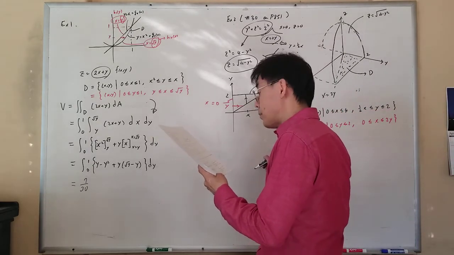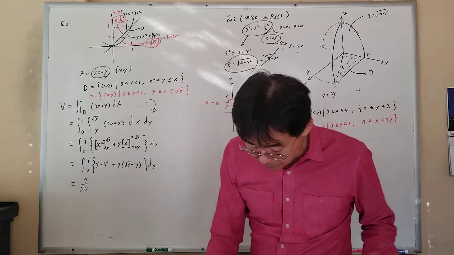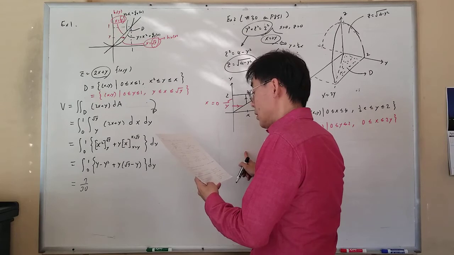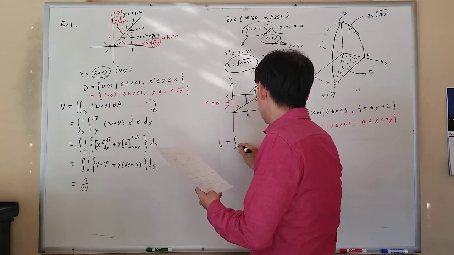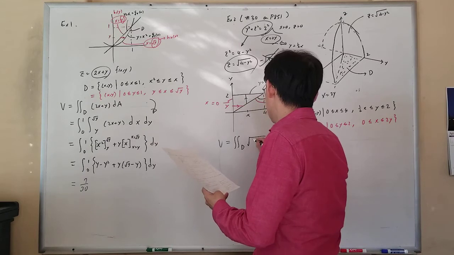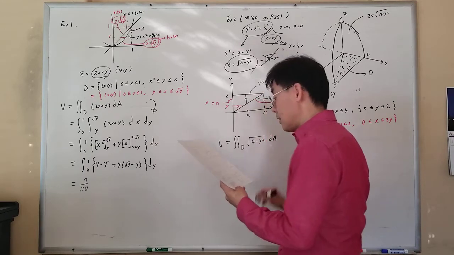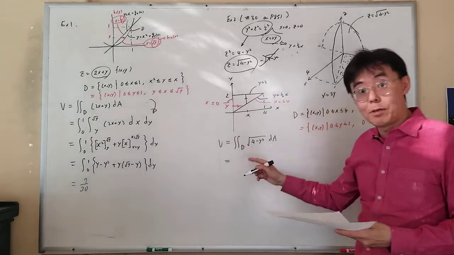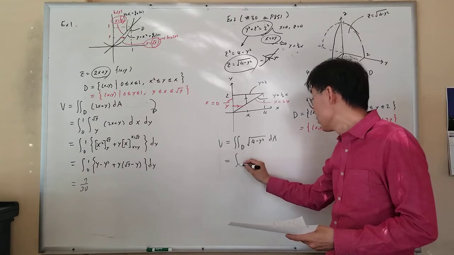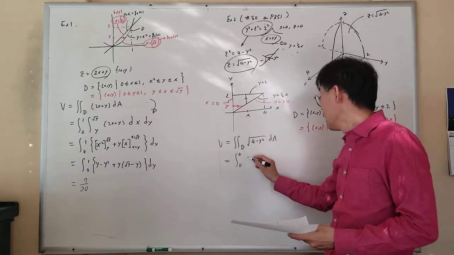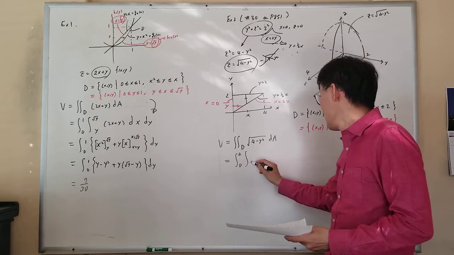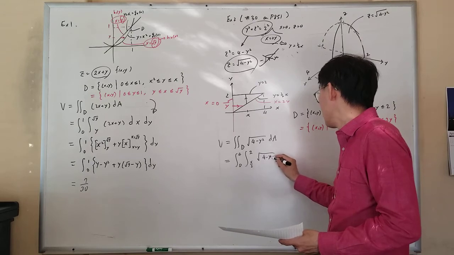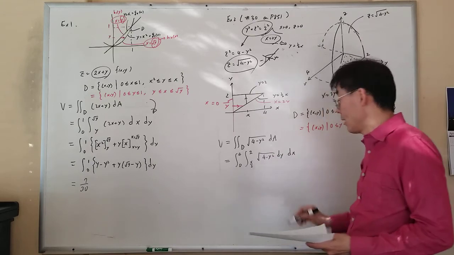And then your volume is double integral of square root of 4 minus y squared dA. So if you analyze this iterated integral as a type 1, you're going to get integral from 0 to 4, and y runs from x over 2 to 2, of square root of 4 minus y squared dy and dx, right?